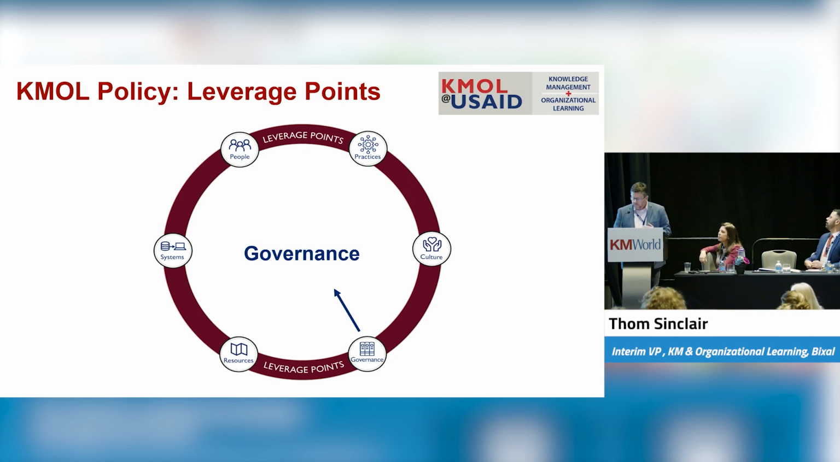The fifth leverage point focuses on resources. Robust and effective KMOL, as we've said, requires resources to advance agency goals. The policy will lead to guidance on how to actually resource KMOL to strengthen these practices and systems. And the final leverage point is systems. We already have a lot of IT systems linked with associated processes that are indispensable to the work the agency does. But the agency will fill in gaps, work towards greater access and interoperability, and increase coherence between technology and business processes.